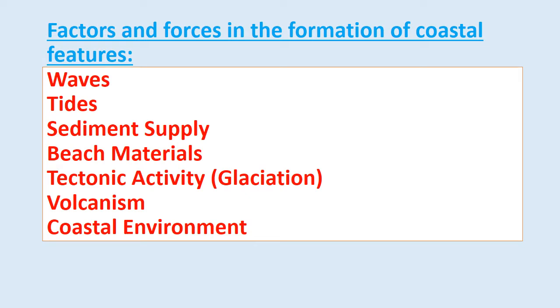Next one is tectonic activities. We can take an example: in 1999, the super cyclone, with tsunami and earthquake in the ocean basin, hit the Odisha coastal region. That is due to tectonic activities. That type of tectonic activity is related to coastal features that may be depositional or erosional. And next one is volcanism.